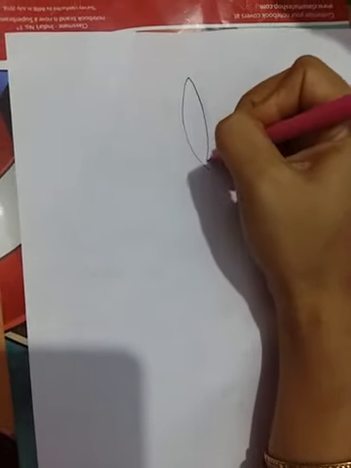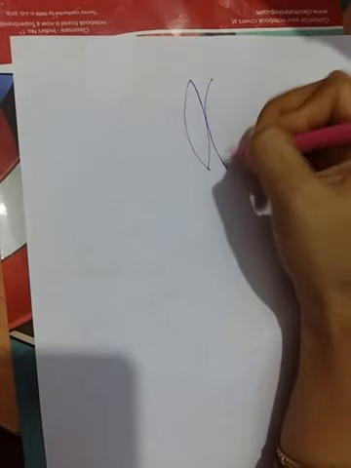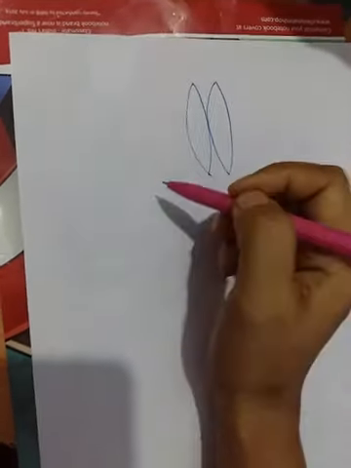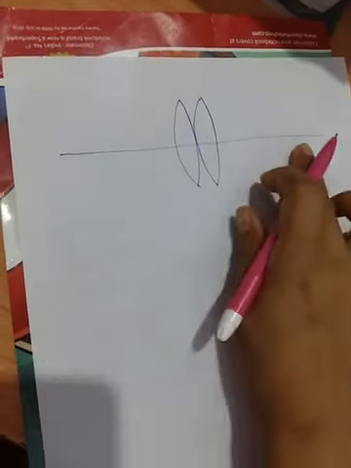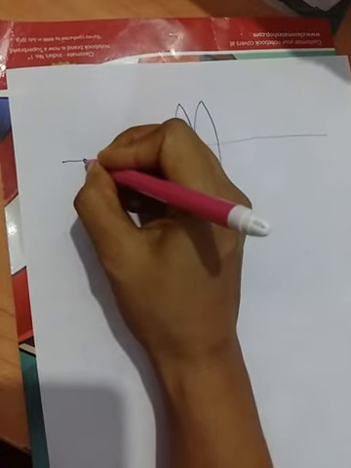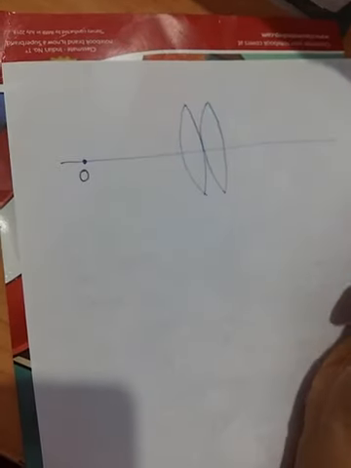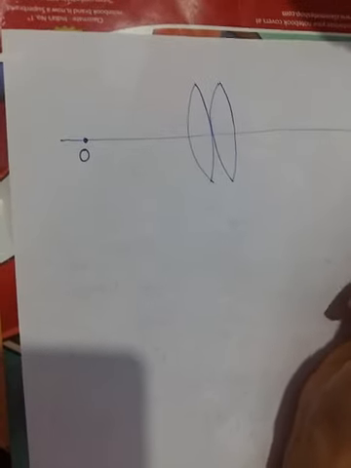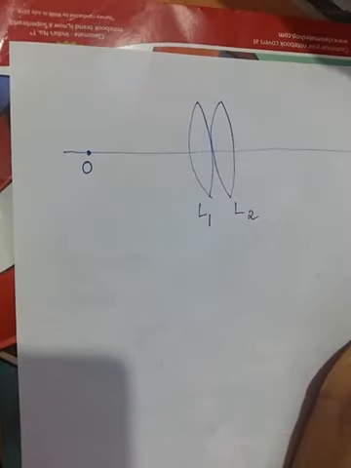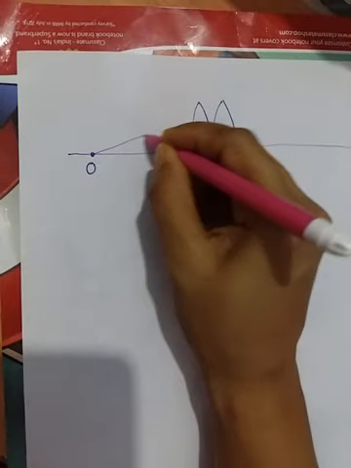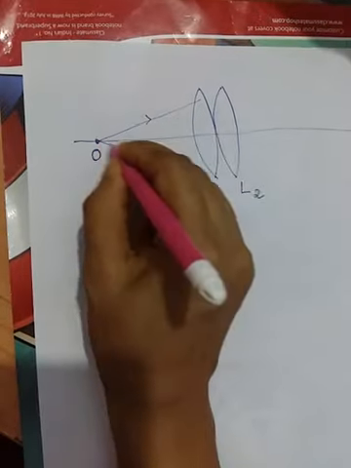But if we consider the power in case of a combination of two lenses, suppose we consider two convex lenses which are in contact with each other. This is your principal axis, and suppose O is your point object. L1 is one of the convex lenses, L2 is another convex lens. Suppose the rays of light are incident on the first convex lens.